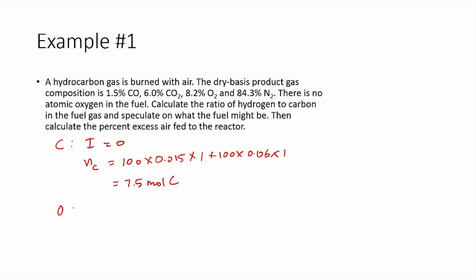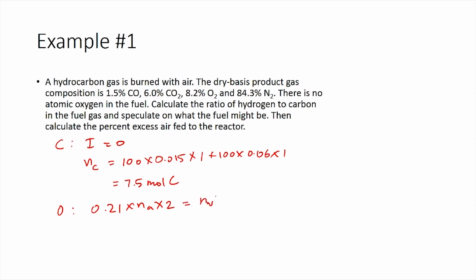Now, writing a balance equation for oxygen, we would have 0.21 times Na, which is the number of moles of air which is entering, times 2, because oxygen enters as molecular oxygen, which contains 2 atoms of oxygen per molecule of oxygen present in air.